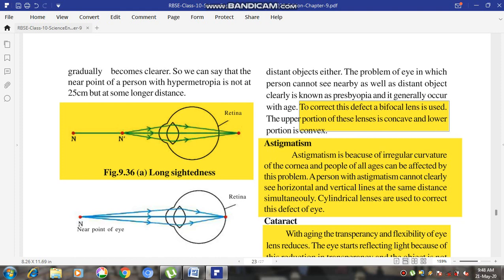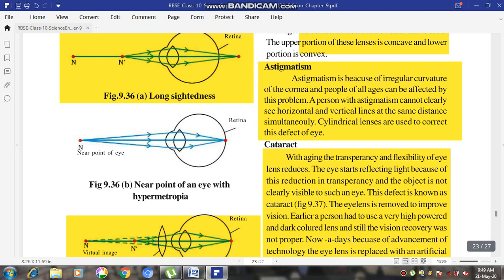The upper portion of this lens is concave and the lower portion is convex. If you see an aged person, they wear specs with both concave and convex lenses. The concave lens is at the upper portion, and the convex lens is at the lower portion of the specs. So that is presbyopia, in which we use both lenses to overcome the problem.